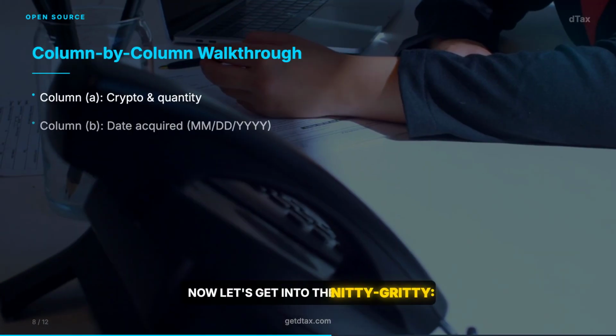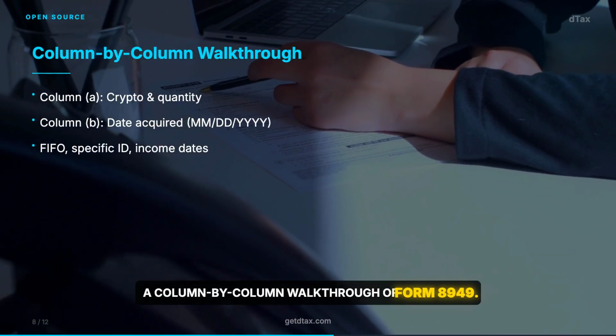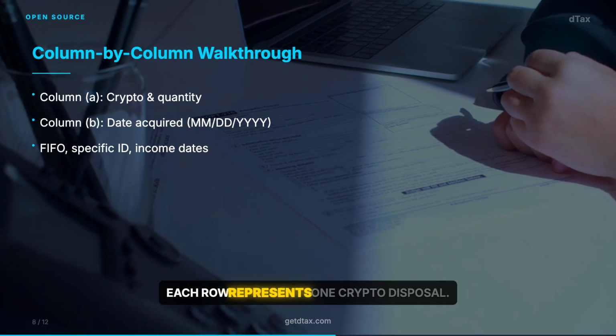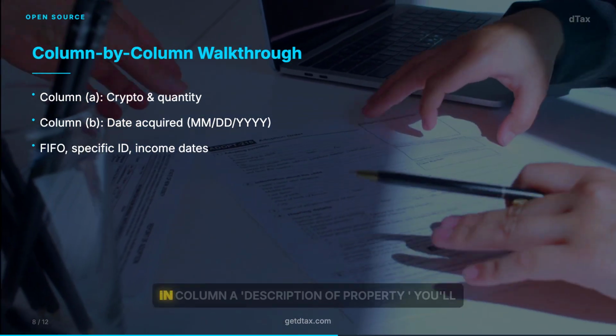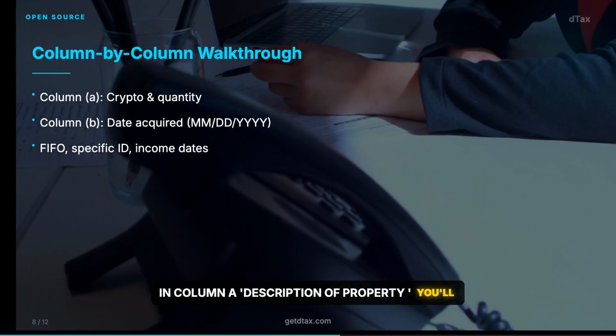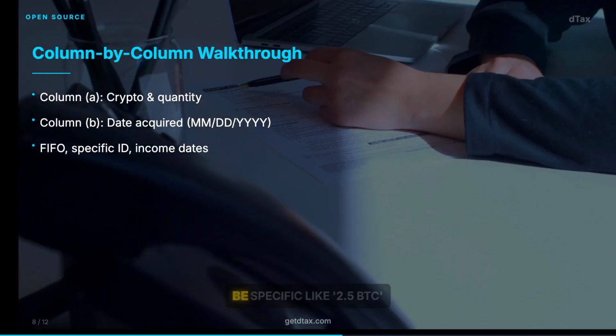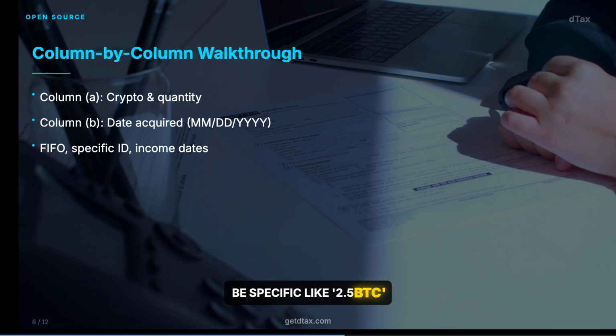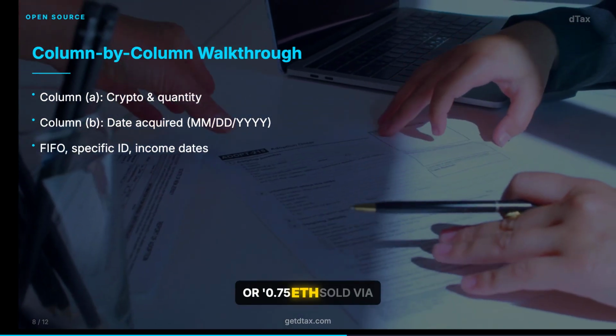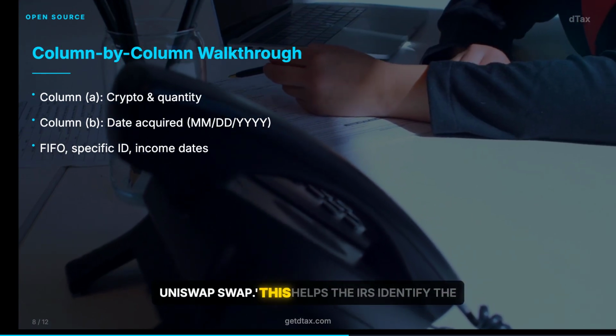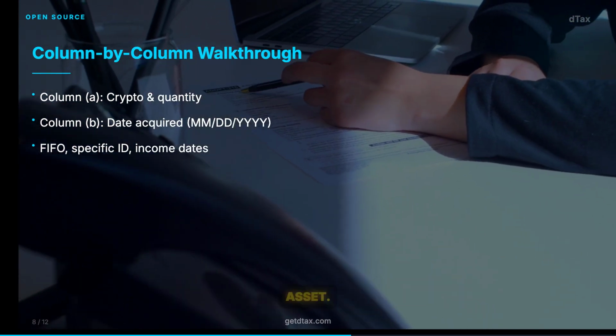Now let's get into the nitty-gritty, a column by column of Form 8949. Each row represents one crypto disposal. In column A, description of property, you'll enter the crypto name and quantity. Be specific, like 2.5 BTC or 0.75 ETH sold via swap. This helps the IRS identify the asset.